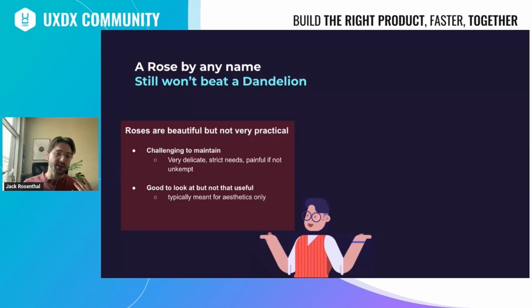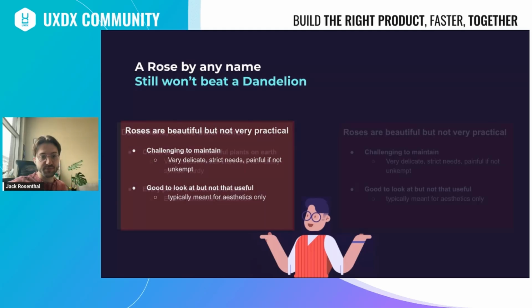So roses are beautiful, they're just not always the most practical thing to have, right? It's challenging to maintain. Soil pH, the nutrition that's in there is very strict. It can be painful if it's unkempt. Nobody likes being hit with a thorn. And while it does look good, it's typically more of an aesthetic piece than it is something that has value in many different ways and shapes.